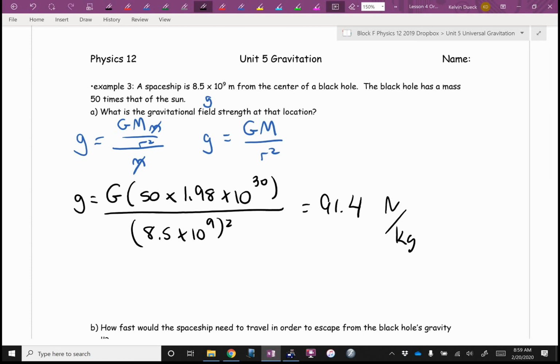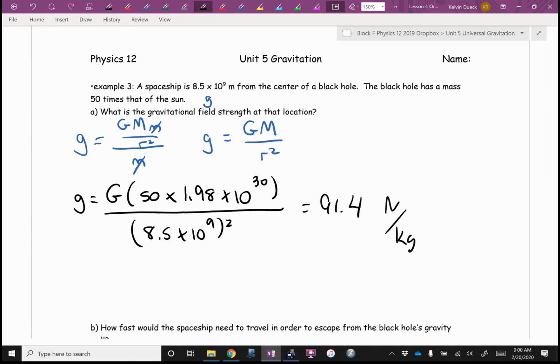Is that big? How many G's is that? In your head, divide by 10, roughly. It's about 9 Gs. Yes? Are the astronauts in trouble? Let's suppose we put them there for a month. Are they going to survive? It depends. Let's suppose we put them in an orbit for a month.